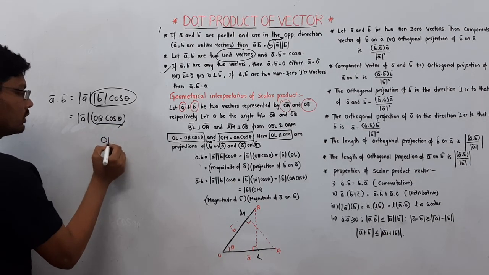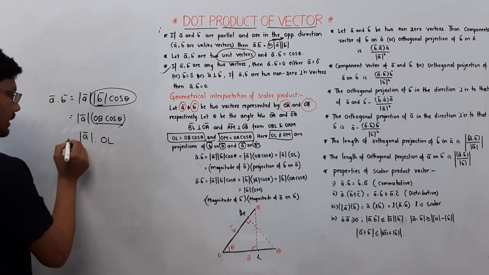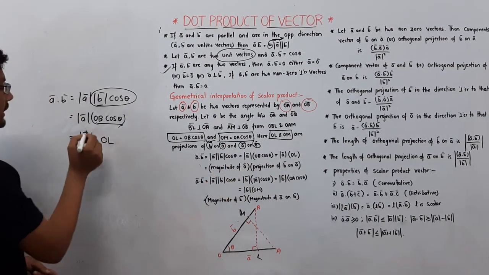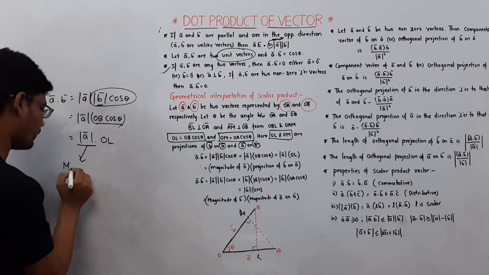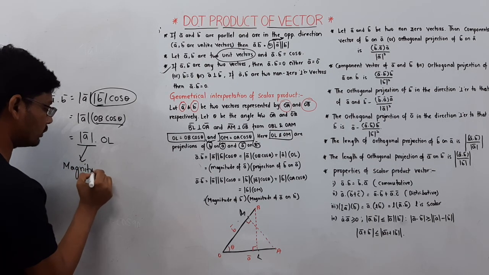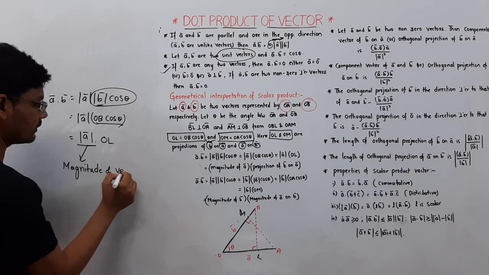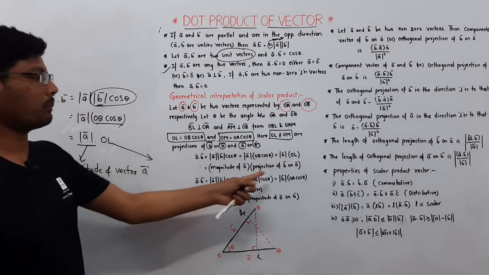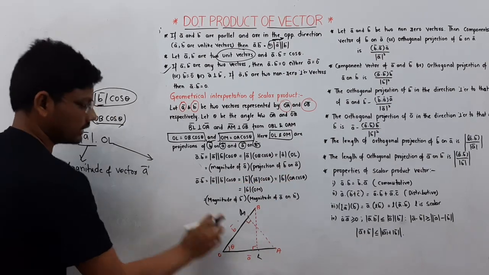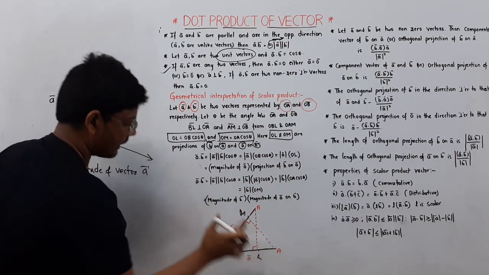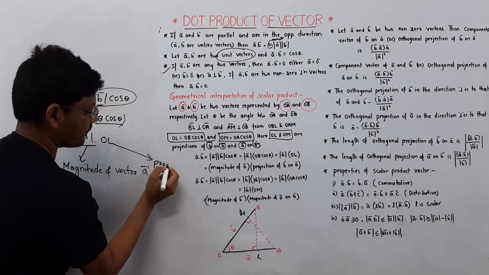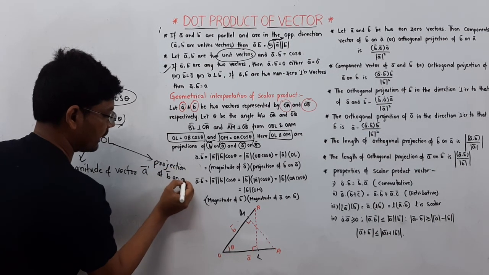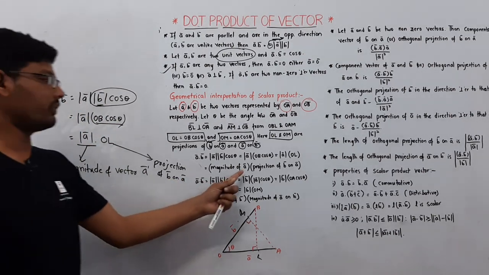Projection of OL. So modulus of A bar into OL, this is nothing but the magnitude of vector A bar, and this is the projection of B bar on A bar. This is the most important one for this one here.